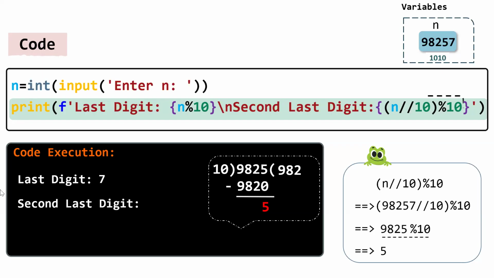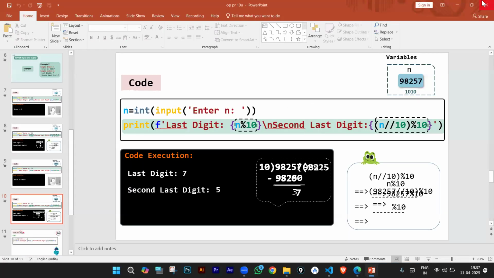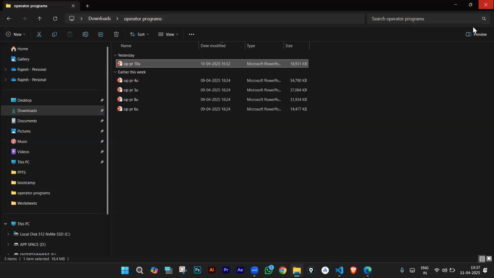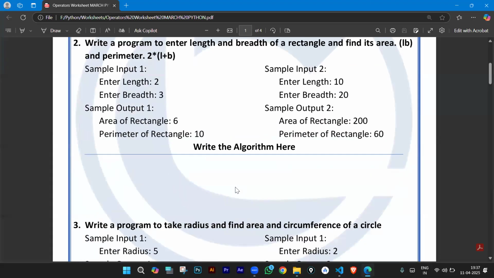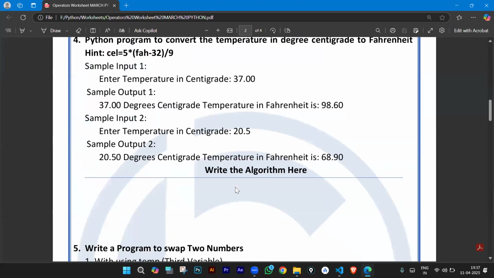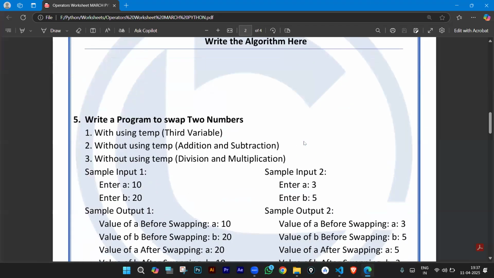What did I tell you in the beginning? This is just a language to communicate with the machine. That's it. That is about the last question. Done. So we are done with operator questions. We also have some more questions here. For example, we have conversion of temperature from degrees centigrade to Fahrenheit.